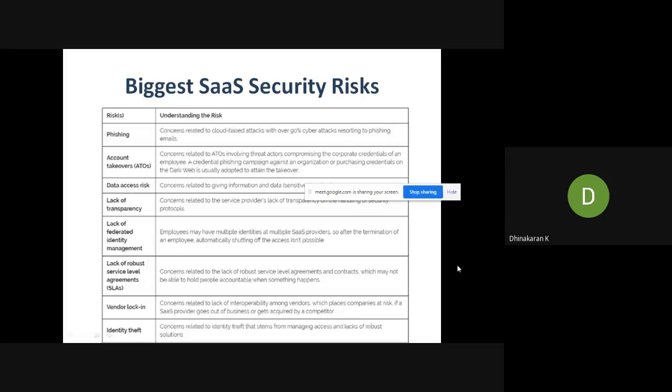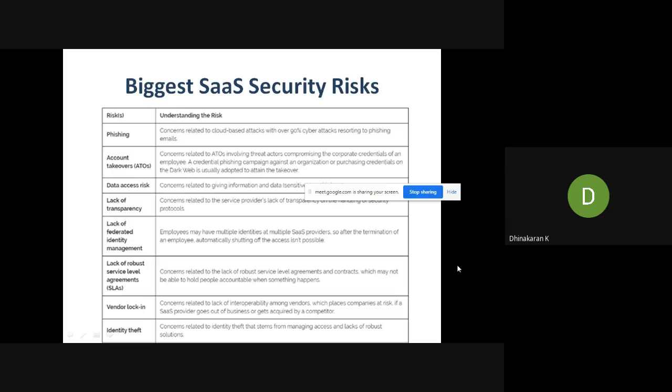So how are they going to access the resources from various devices, and how interoperable are those resources? This places companies at risk if a SaaS provider goes out of business or gets acquired by competitors. How can they manage the resources? Is it possible to migrate my service or a resource from one SaaS provider to another SaaS provider? So vendor lock-in plays a vital role, and that's a very important risk parameter here.